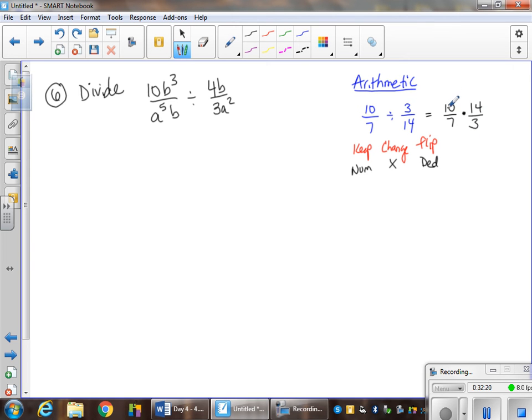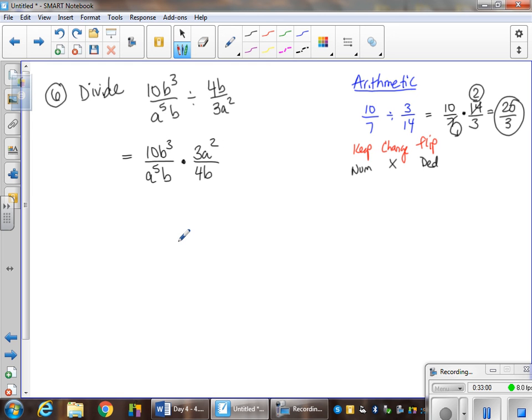And I notice 10 and 3, nope, can't simplify. 7 and 2, hey, those simplify. 7 and 14 would simplify to 1 and 2, giving me my total 23rds. Okay, if you can do this, you can do this, I promise. It's the same exact math. So step 1 is to use keep, change, flip for this situation. So this is going to be 10b cubed, right? We keep the first, nothing changes. Change to multiplication, flip the second, 3a squared over 4b.